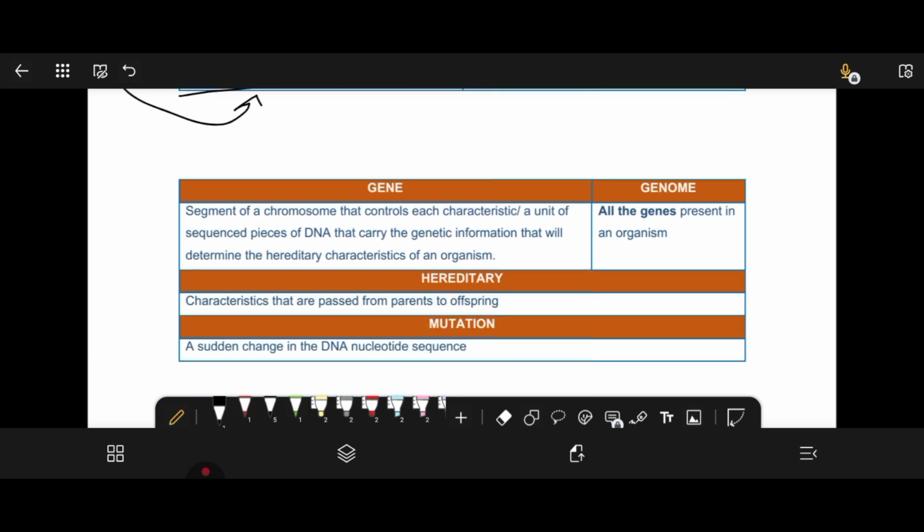Right, so a gene, it is a segment of chromosome. We spoke about what is the chromosome that controls each characteristic, a unit of sequence pieces of DNA that carries the genetic information that will determine the hereditary branches of an organism.